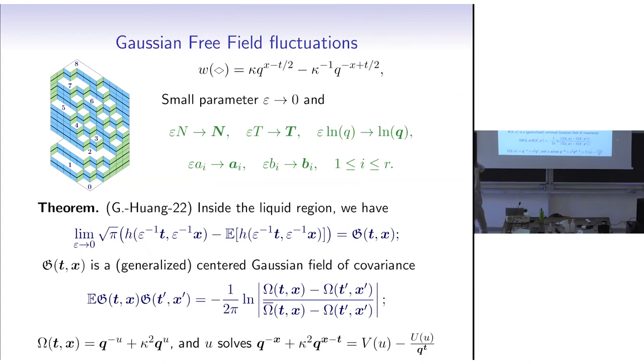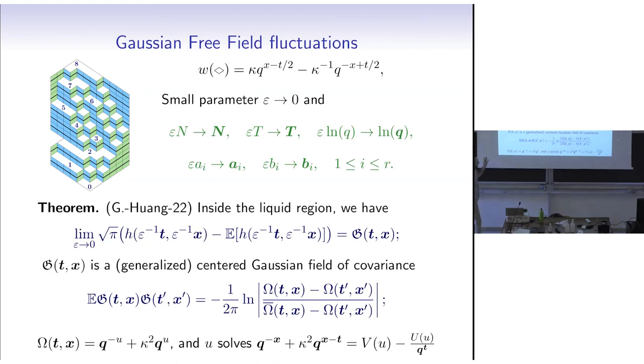So our theorem is that inside the liquid region, we have convergence of the centered height function to a certain field, G of (t, x), which is a generalized centered Gaussian field. All you need to specify for this field is the covariance structure, and the covariance structure is given by this formula. It's 1 over 2 pi times the logarithm of a ratio, when you compute the covariance between two points, (t, x) and (t', x'), of some values of some function omega, which we'll be calling the complex coordinate in this problem.